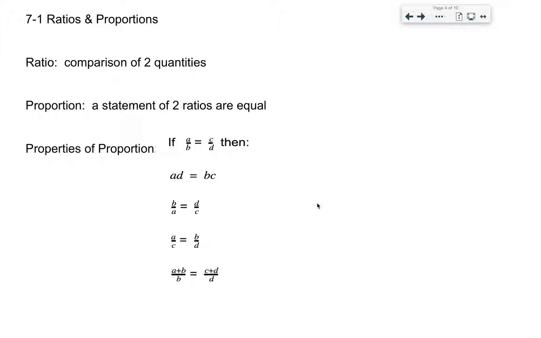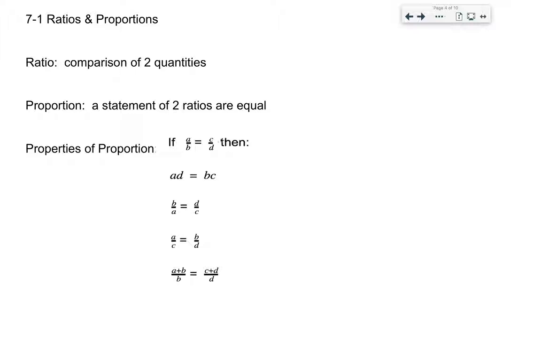So that leads us into the beginning of our discussion. We're going to talk about similar figures. And to start, we need to talk about the basics of similar figures, which are ratios and proportions. A ratio is a comparison of two quantities. A proportion is a statement of two ratios that are equal. Okay, so saying two ratios are equal to each other.